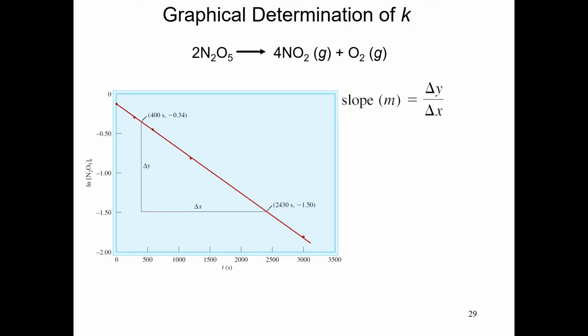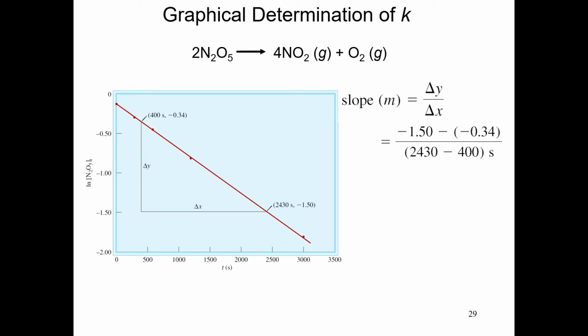So let's pick these two data points. Let's take the delta y, that is the difference between the final y and the initial y. So that's minus 1.50 minus negative 0.34. Be careful because, as you can see, the scale is running in the negative section here of the values of natural logarithm.